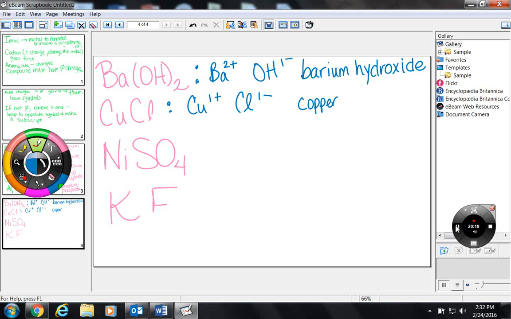So, what's its name? Copper what chloride? Copper 1 chloride. Oh, because it's a transition metal. Because it's a transition metal. Okay.